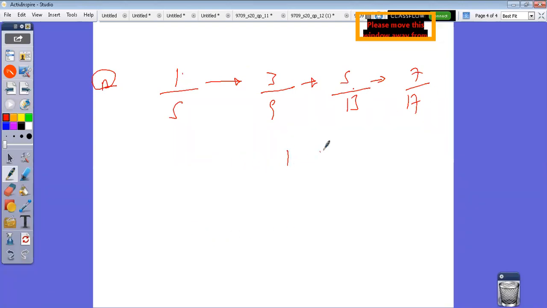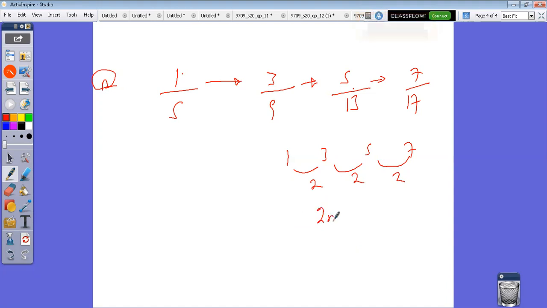The numerator is 1, 3, 5, 7. So we are increasing by 2, by 2, by 2. It follows that it is a 2n multiplication table. But what will be the number before the 1? Before the first term, if I was to go the other way, I subtract: 1 minus 2 is minus 1.